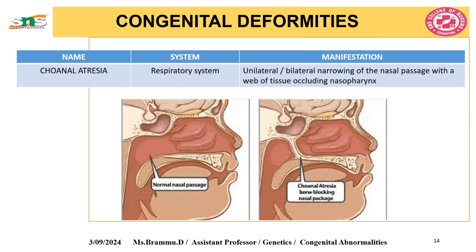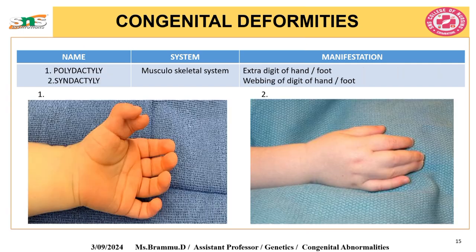This is a picture which shows choanal atresia. So here in the first picture you can see that there is a good air passage from the nasopharynx to the larynx. But here in the choanal atresia, what happens is the bone is totally blocking the nasal passage. So either it can be unilateral or bilateral, where there is a web of tissue growing onto the nasopharynx. In this disorder, you can see that the child will mostly have aspirations, as well as showing mouth breathing. The next congenital deformity which affects the musculoskeletal system is polydactyly and syndactyly.